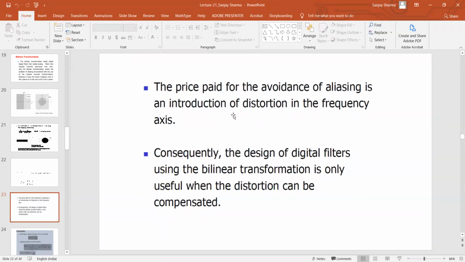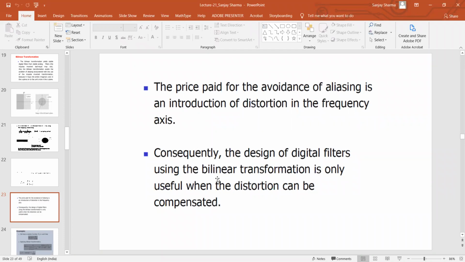What is this frequency axis? The digital axis. This will lead to distortion in the digital frequency axis. We will see that. What does it mean? Aliasing is avoided, but there is a frequency distortion in the digital domain. The analog domain will not have any problem, but in the digital domain there will be the problem of distortion in the frequency axis. I will talk about that.